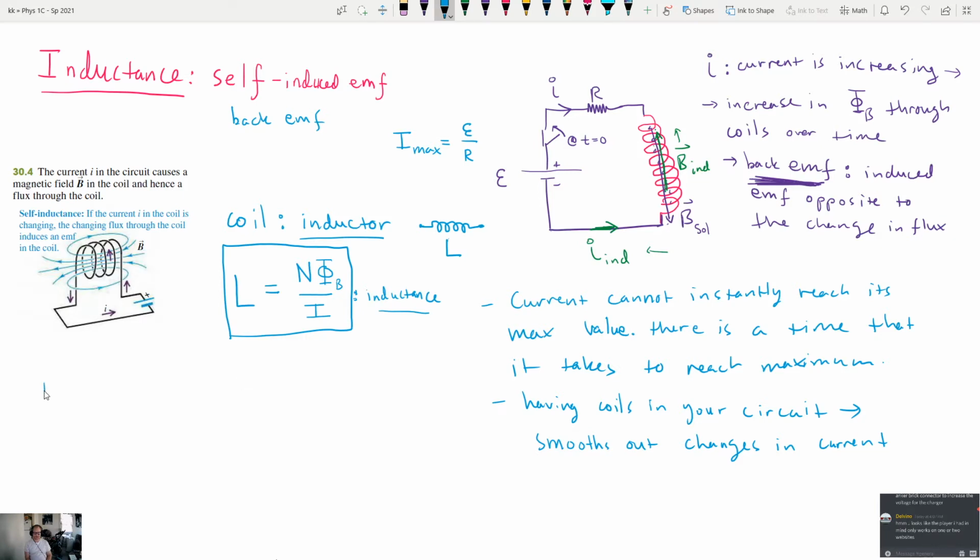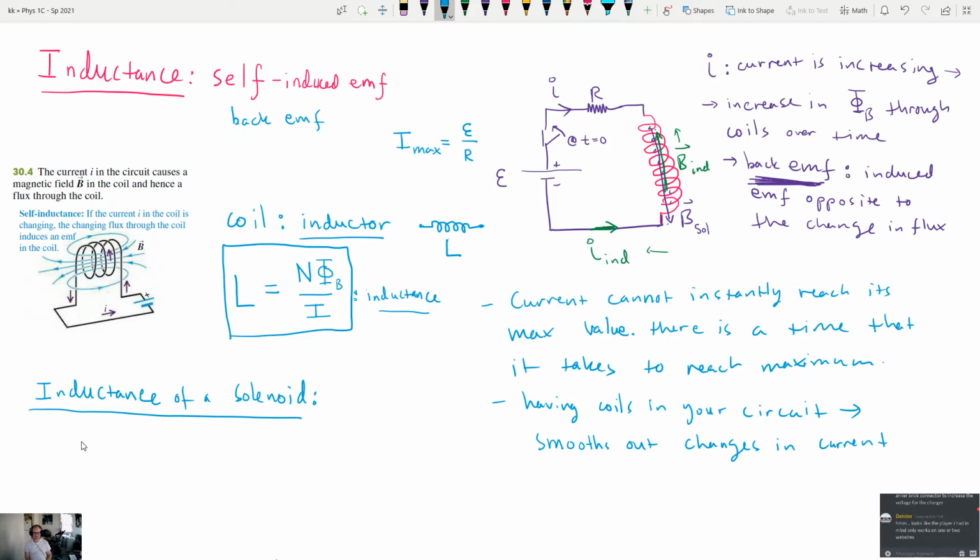So let's find the inductance of a solenoid. And again, inductance represents how good an object is at inducing currents. That's what it means. How good is it at having currents induced inside of it? So, inductance of a solenoid. We love doing things with solenoids because they are very, very straightforward and simple. So we'll take a solenoid.